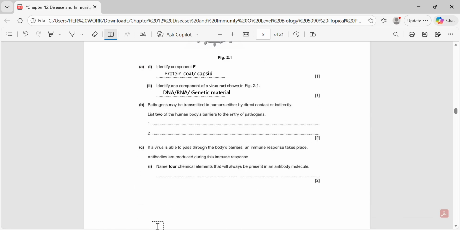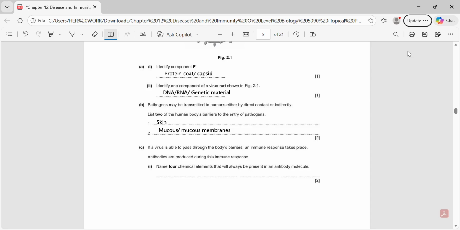Then we move on to part B of the question. It states, pathogens may be transmitted to humans either by direct contact or indirectly. List 2 of the human body's barriers to the entry of pathogens. Here, we're simply being asked to name body barriers, so the answer is straightforward. We can write skin, and mucus or the mucous membranes. Other acceptable answers that would also gain marks include stomach acid, tears, or cilia.